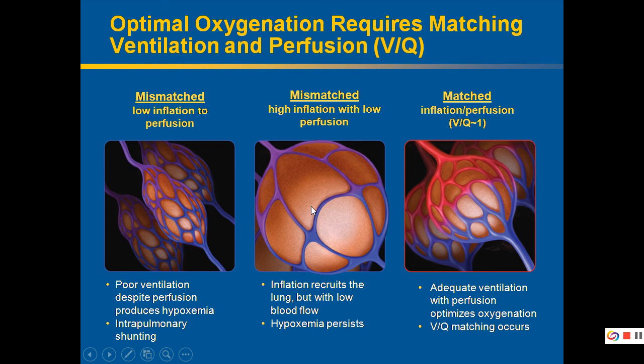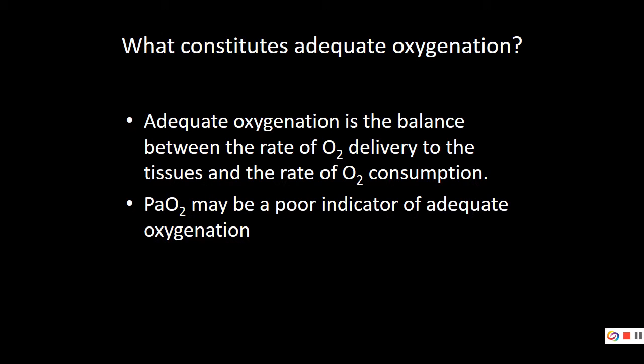The second situation is when you have an overdistended alveolus, so there's too much air in there, and it actually can impede blood flow. So in this situation, you have good recruitment of the alveolus, but the blood flow is poor, perhaps because of overdistension, and you have hypoxemia persisting. So we really want to be in this Goldilocks range, not underinflated, not overinflated.